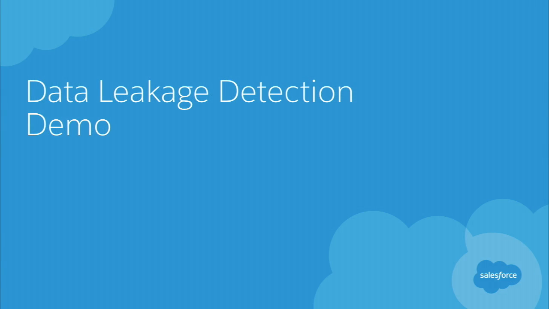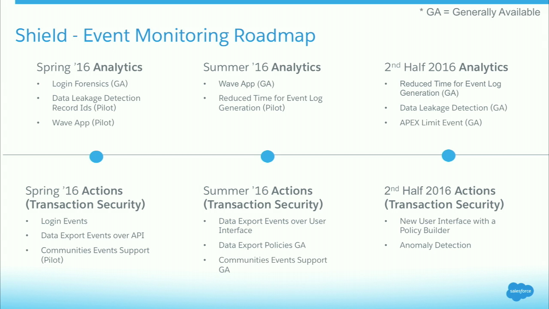So data leakage, I talked about with real-time events. To get to our roadmap, I'm just going to take the top half. Event monitoring is both about analytics and actions. We talked about today the things that we are doing in Spring 16. Looking forward, what we are starting to work on today as a team is to get that Wave app to generally availability, which we're hoping in the Summer 16 release will come out.